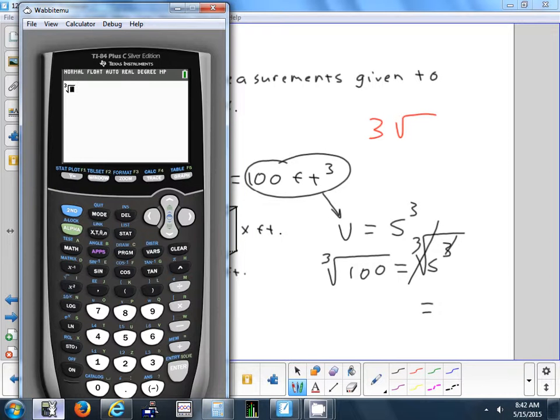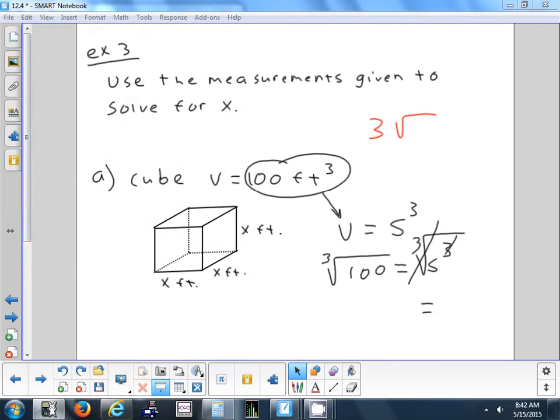And now we just type in what we want. Cube root of 100 means each side is about 4.64. Okay, about 4.64.